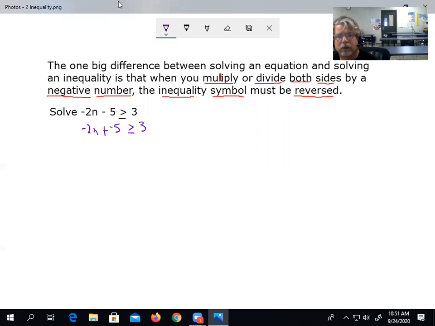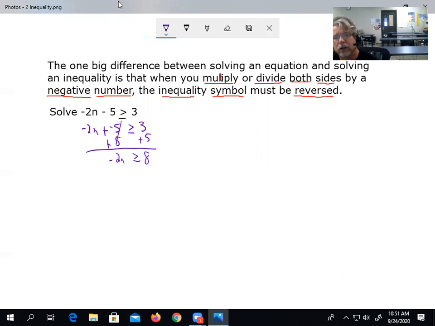So again, to get the n by itself, we always go after the 0 pair first. So we will make that negative 5 turn into a 0. The opposite of a negative 5 is a positive 5. So I need to add a 5 to the left side as long as I add a 5 to the right-hand side of the inequality. The negative 5 and the positive 5 will zero out, so we can just mark those out. That leaves me negative 2n is greater than or equal to, and 3 plus 5 would be 8.